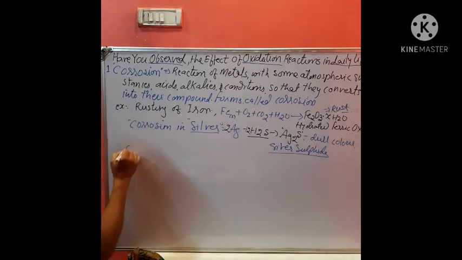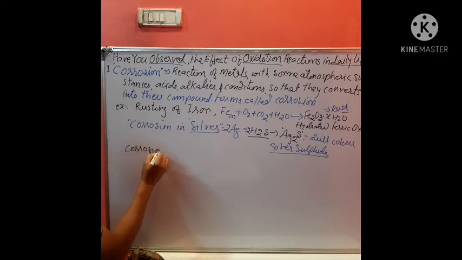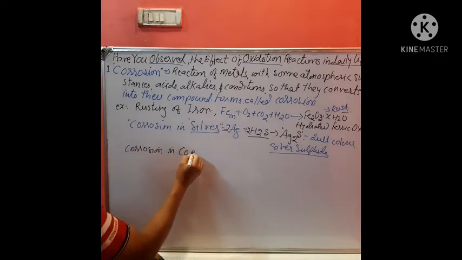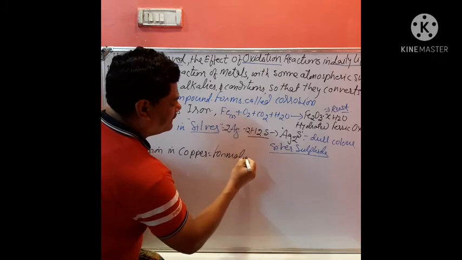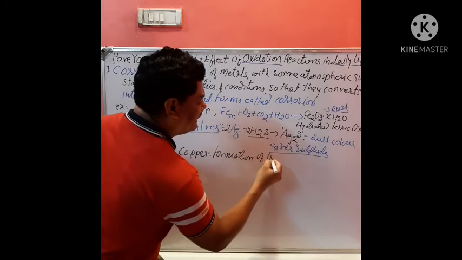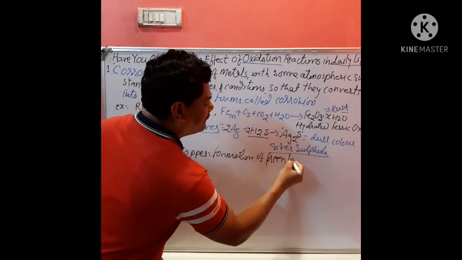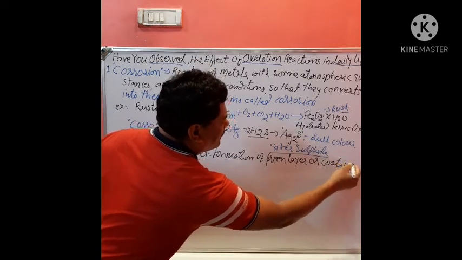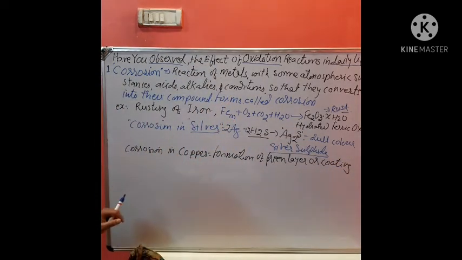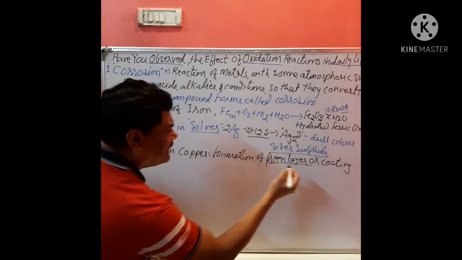Okay, again, corrosion in copper. Okay, formation of a green layer or coating. Sometimes I think you have observed at your home when the copper utensils become a little green in color. This is due to formation of what? Green coating. Now, what is the compound present in the green coating?